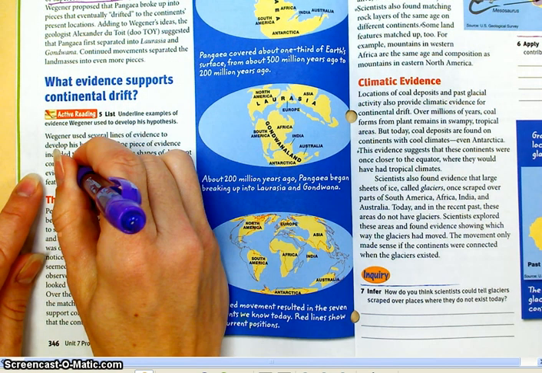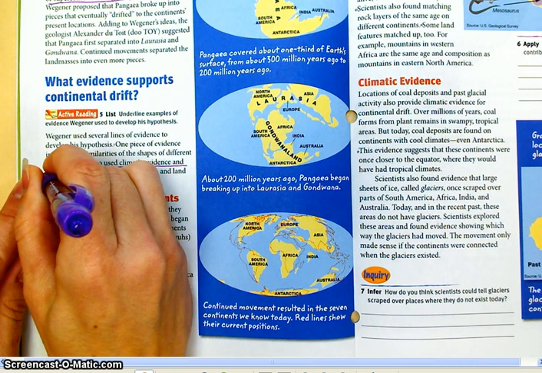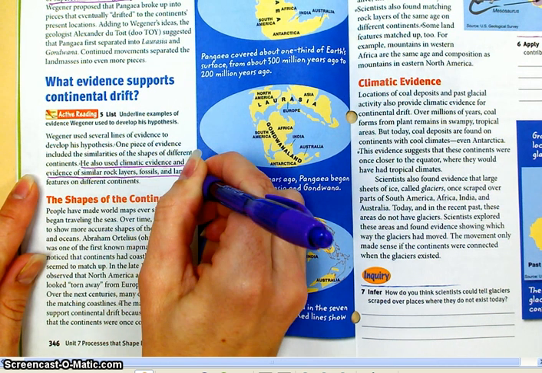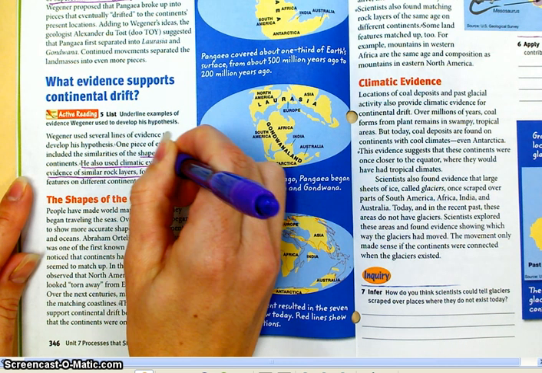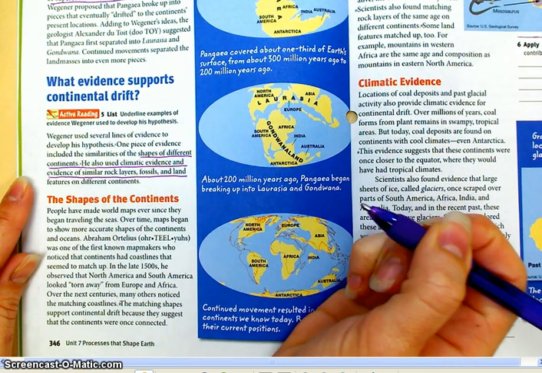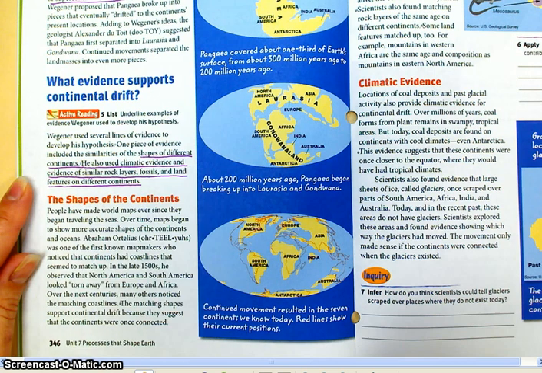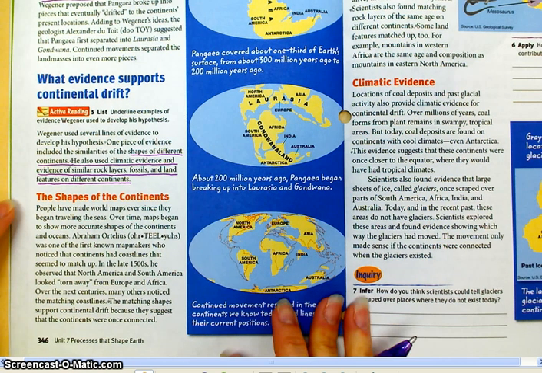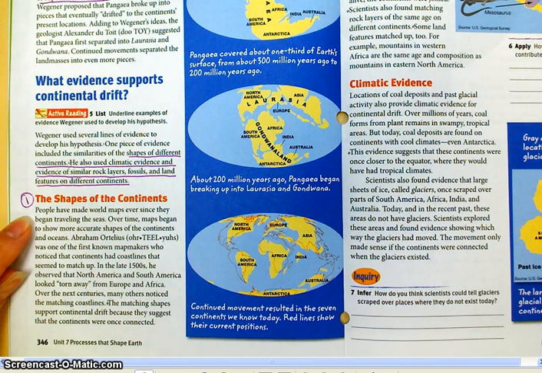And what pieces of evidence are we going to talk about? Well, he used evidence from past climate, similar rock layers, similar coastlines, meaning the shapes of the continents kind of fit together like a puzzle, land features that were located on different continents. All right. The shapes of the continents. This would be piece of evidence number 1.